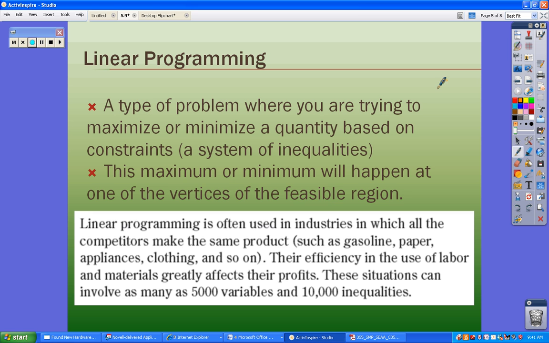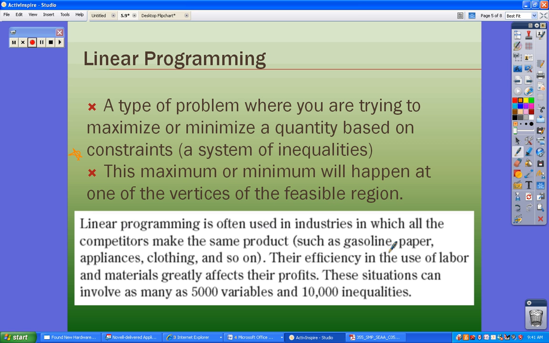Okay, so what is linear programming? It's a type of problem where you're trying to maximize or minimize a quantity based on some limitations or constraints that we have. So if you have some limitations and you're still trying to maximize something, it's called linear programming. The maximum or minimum will happen at one of the vertices of the feasible region. Here are all the places that use it, some examples. They use it anytime there's going to be some type of competition of price because you're trying to make more money than your competitor.